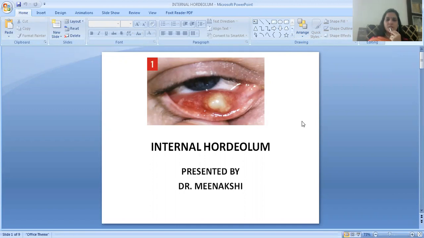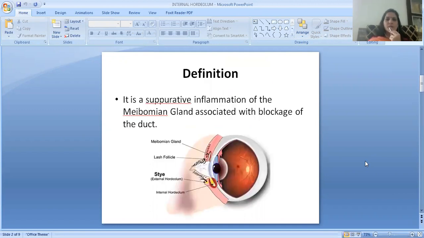आज का हमारा टॉपिक है internal hordeolum. So what is internal hordeolum? It is a suppurative inflammation of the meibomian gland associated with blockage of the duct.